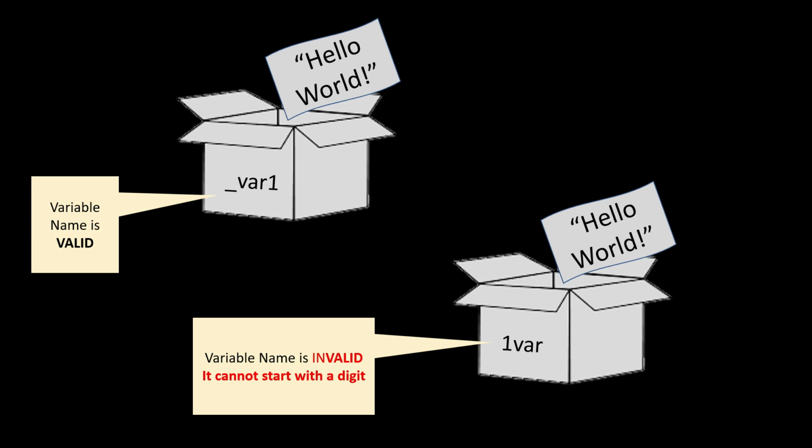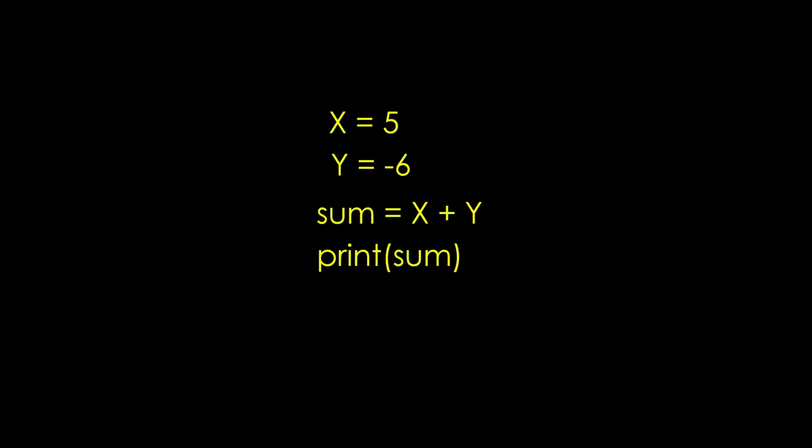A few moments ago, we assigned a text hello world to a variable _var1. Similarly, we can assign a number to a variable and apply a mathematical operator. See this example. x = 5, y = -6, sum = x + y, print sum. The variable x stores a fixed value 5. The same way, variable y stores -6.